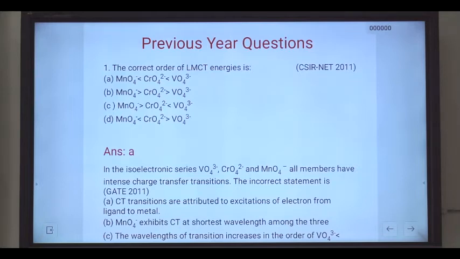First one is by considering their oxidation state. So if I am able to calculate the oxidation state for the manganese, it will be +7. For the chromium, it will be +6, and for the vanadium, it will be +5. So we have done this thing, like with increase in the oxidation state, what will happen to the LMCT? LMCT will go on decrease. So here our correct answer is A.